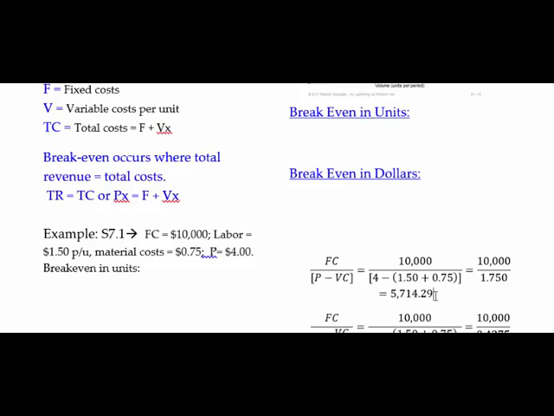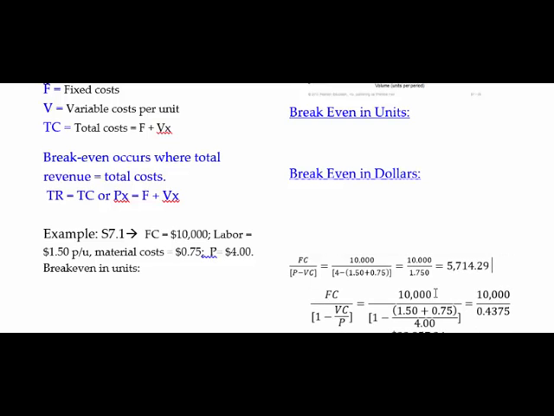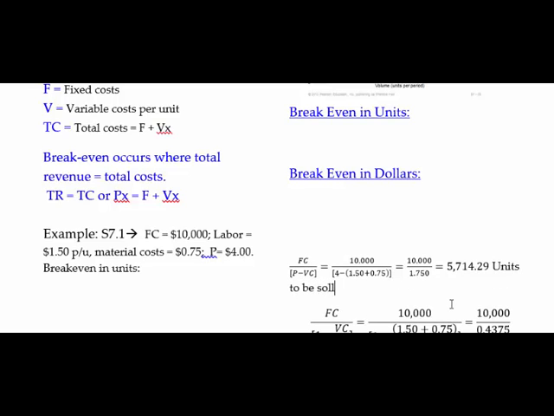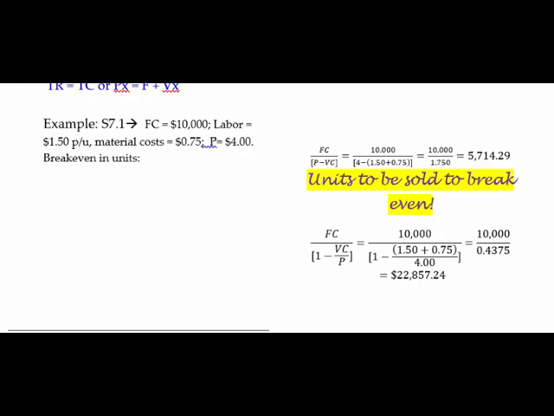We divide that into 10,000, and we end up with 5,714.29 units that we need to sell in order to break even. Units to be sold to break even. So again, labeling our work is always really, really important. So I wrote it out here for you. It's 5,714 units to be sold to break even. That's what that tells us.